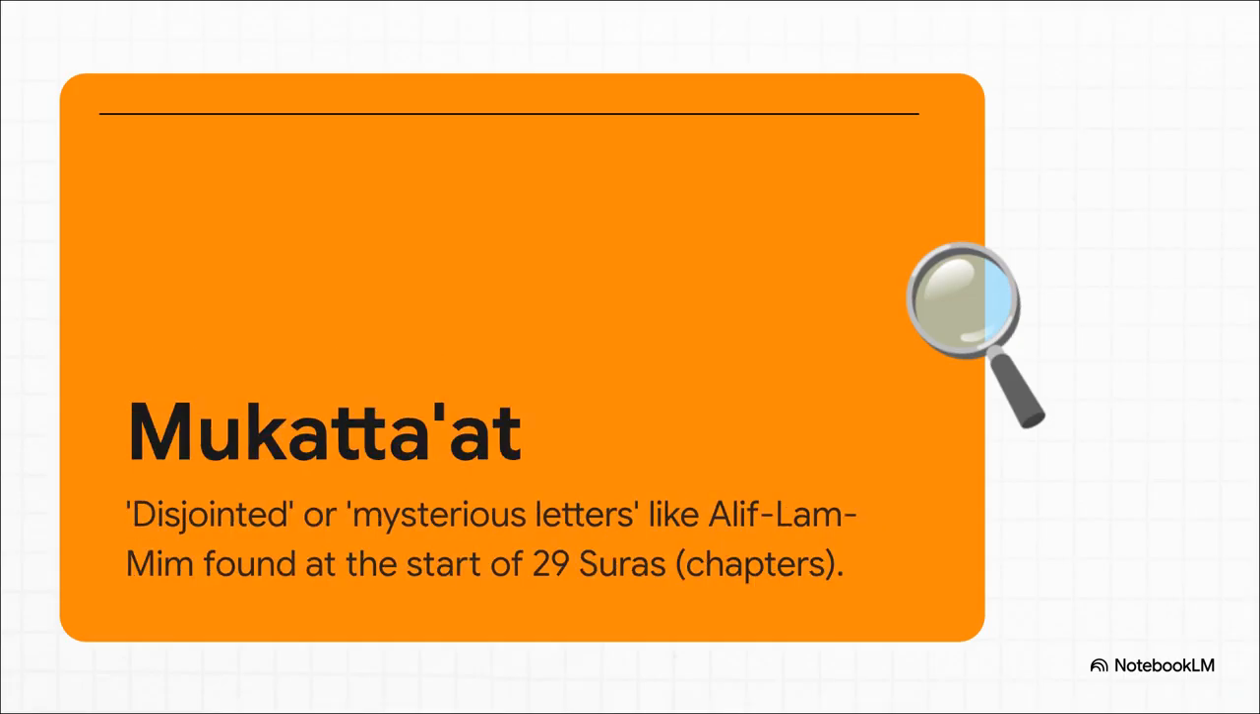Next, we have these things called muqatta'at. You'll see these disjointed or mysterious letters right at the beginning of 29 specific chapters. Their exact meaning has been debated for centuries, but for our purposes, they are absolutely central to this whole puzzle.